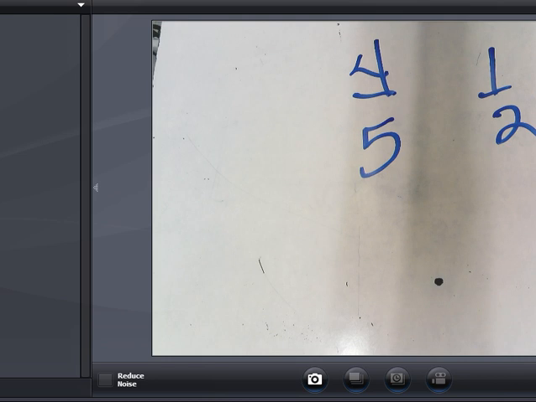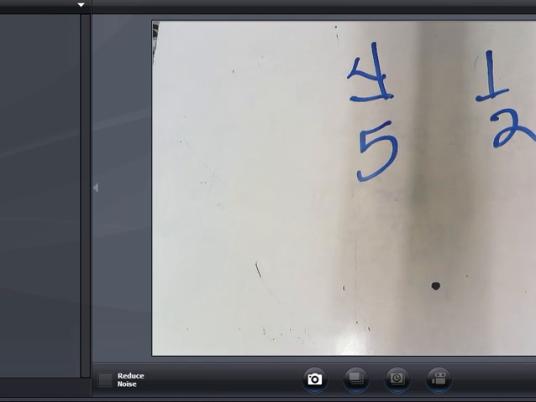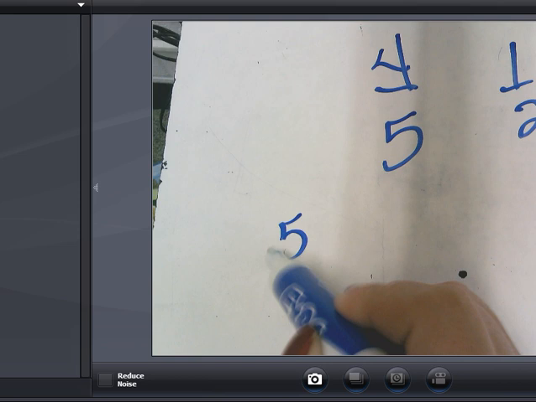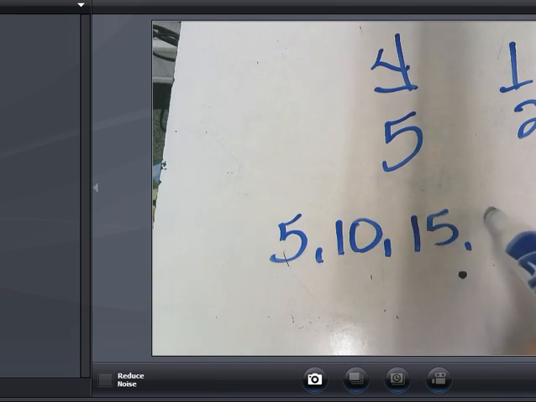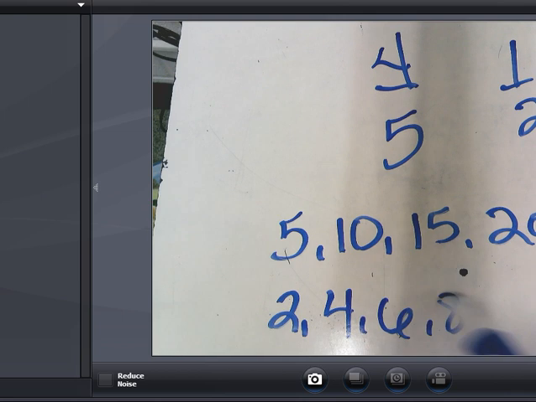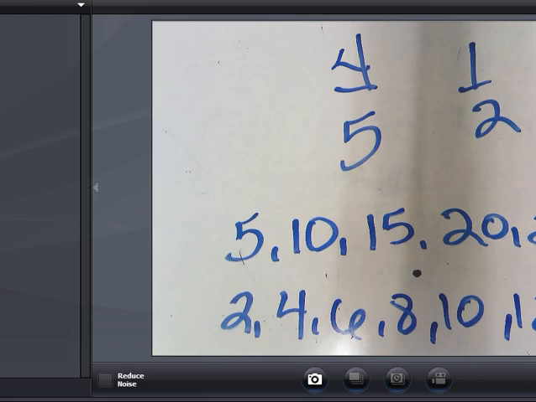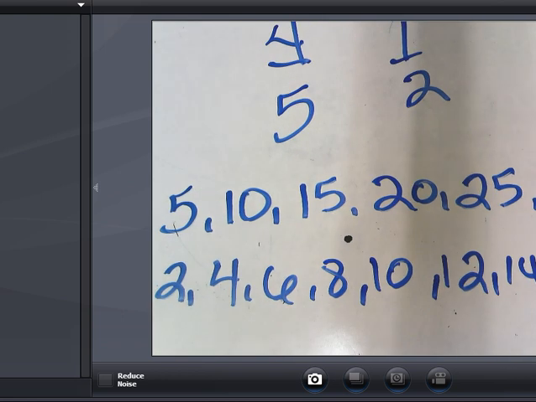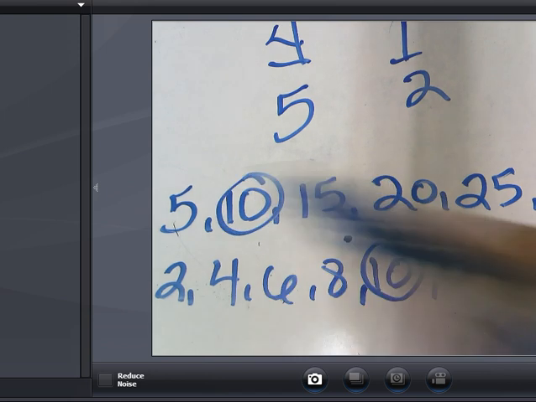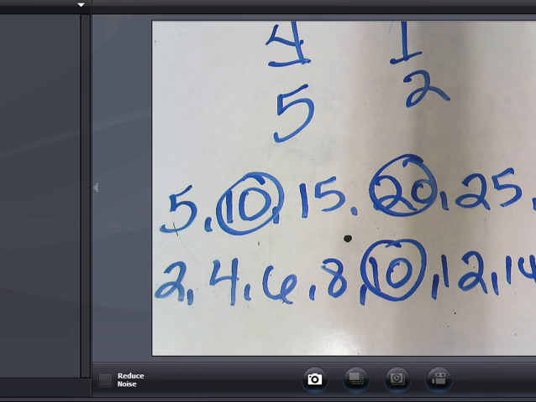So let's do 6 multiples that they have in common. What are the multiples of 5? 5, 10, 15, 20, 25, 30, and I could keep going. Now let's do 2: 4, 6, 8, 10, 12, 14, 16, 18, 20, and I could keep going. But what are some common multiples that they both have in common? Well, they both have 10. They both have 20 as a common multiple.